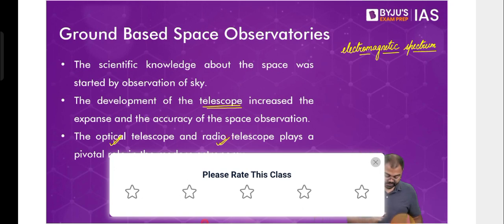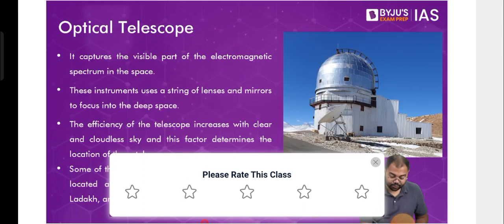Now, why exactly is this? Why optical? Because optical telescopes use the visible part of the electromagnetic spectrum, and because of this, the images that you capture through an optical telescope are very similar to how we perceive the world. How we perceive the world is very similar to the images that we get through an optical telescope.